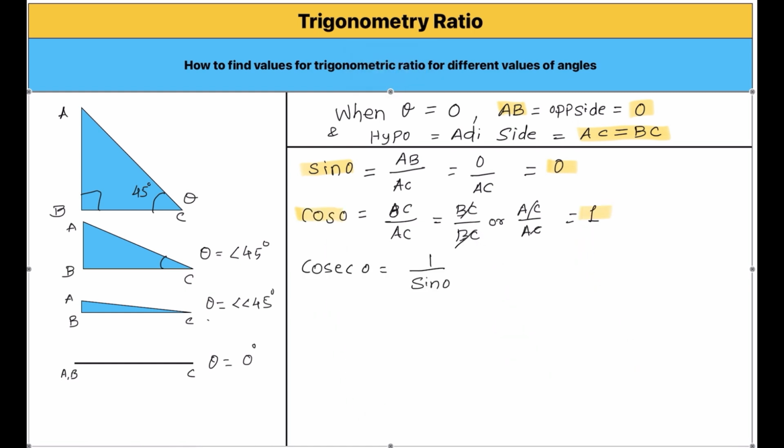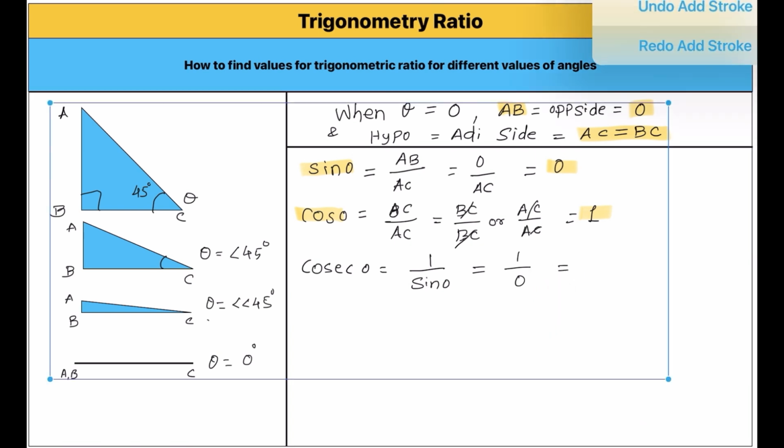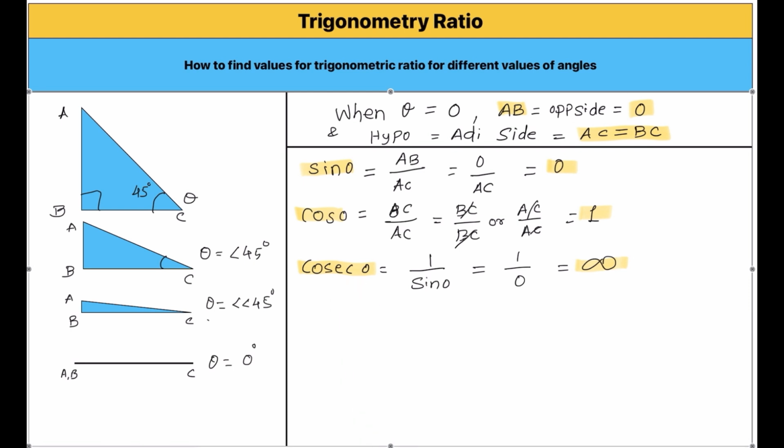We also know what cosec 0 is. It would be 1 upon sine 0. We know sine 0 is 0. So cosec 0 is equal to 1 upon 0. But 1 upon 0, anything upon 0, is undefined or infinity. That's why cosec 0 is undefined or infinity. Similarly, sec 0 is 1 upon cos 0. We already have the value for cos 0, which is 1. Replacing it, we get 1 upon 1. So sec 0 is 1.